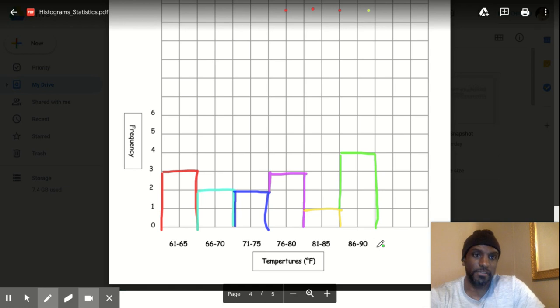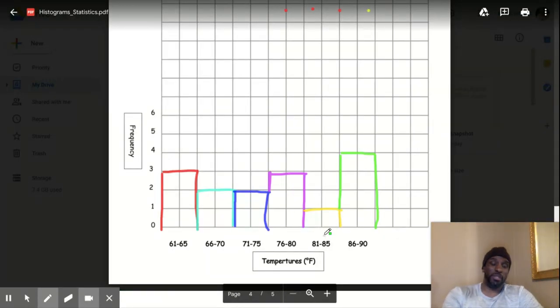Bars have to touch in a histogram. It is best that they do touch. So this one is 61 here to 65 there. 66 through 70, and notice all of them have a width of 5, intervals of 5, okay? I have 6 intervals, and their width is 5, okay? So this is my histogram.